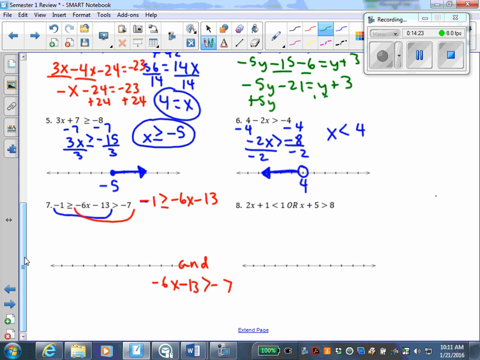Okay, I'll do this in green. So here I'm going to solve just like normal, the top one. Add 13. Add 13. I get 12 is greater than or equal to negative 6x. Divide by negative 6. Little red flag should go off. We divided by a negative. We need to flip our symbol. So this is going to be negative 2 is less than or equal to positive x.